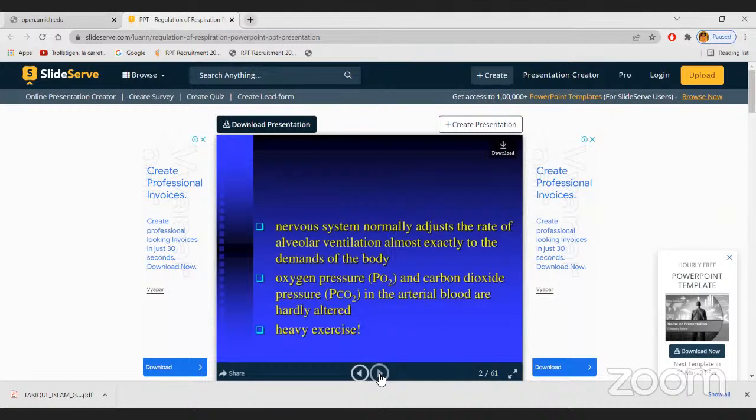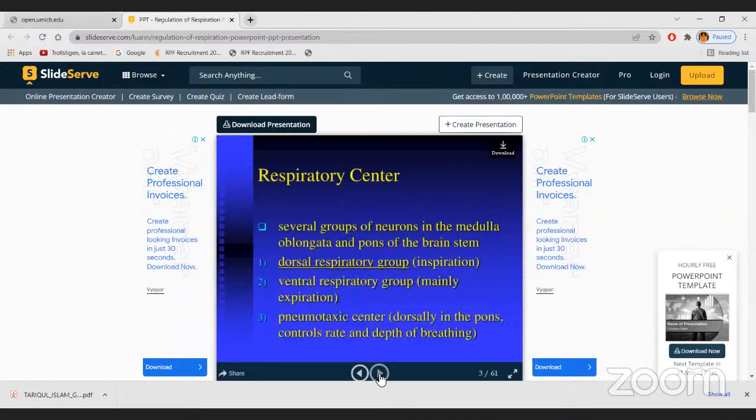This is heavy exercise. So this is how the respiratory mechanism works: the cells receive oxygen and discharge carbon dioxide. Those factors depend on oxygen, carbon dioxide and nerve impulses. There are several groups of neurons in the medulla oblongata and pons of the brain stem.